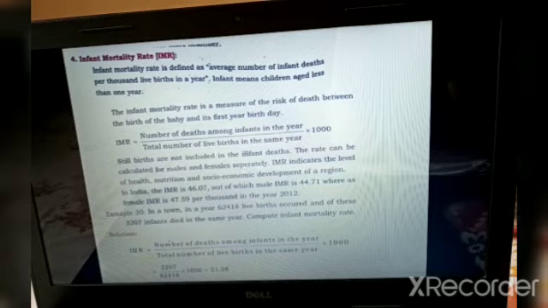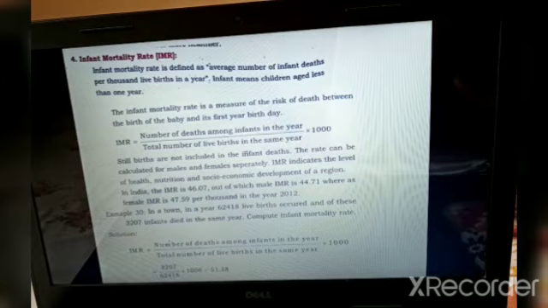So we substitute in the formula. Infant mortality rate is equal to the number of deaths among infants in a year divided by the total number of live births in the same year, into 1000, which is equal to 3,207 divided by 62,418 into 1000, which will give us 51.38.